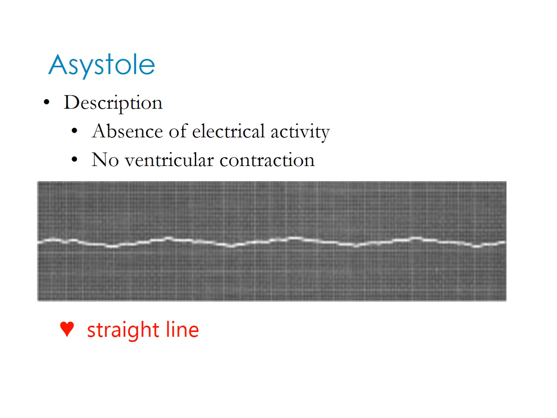Last one, guys. This is probably how you feel right now after this lecture. Asystole. This is where there's an absence of electrical activity and there is no ventricular contraction. So you'll see a straight line or, you know, kind of a wavy line like that on your ECG. And that's kind of what asystole is.